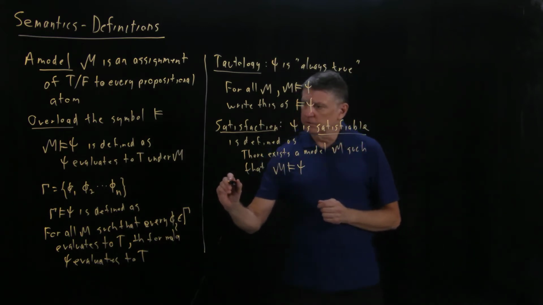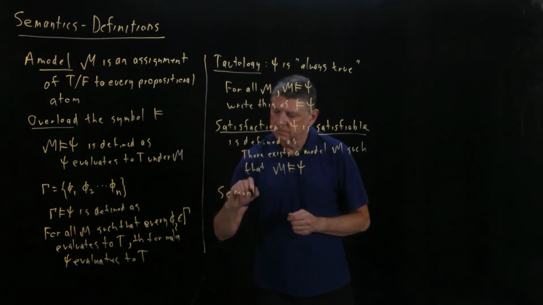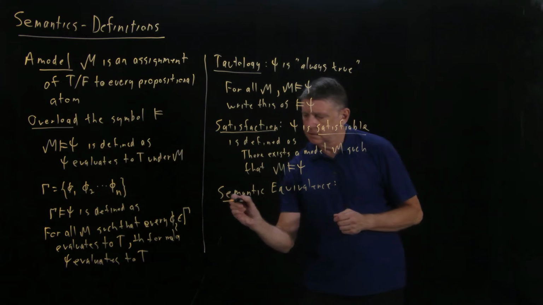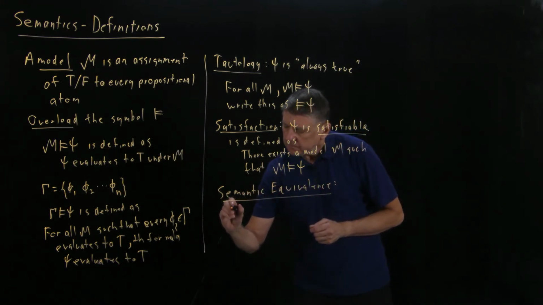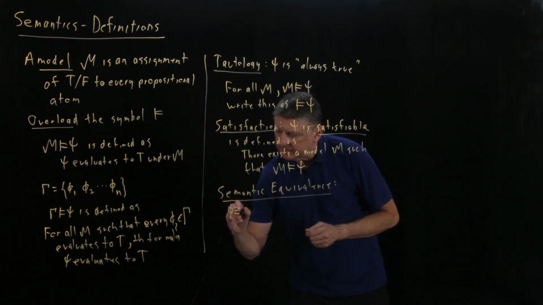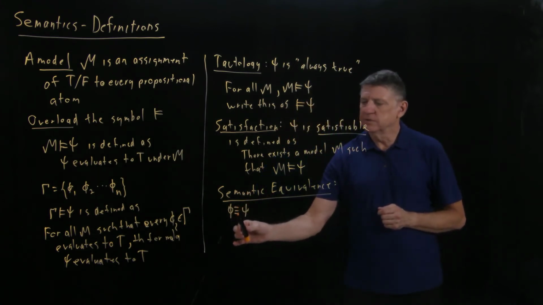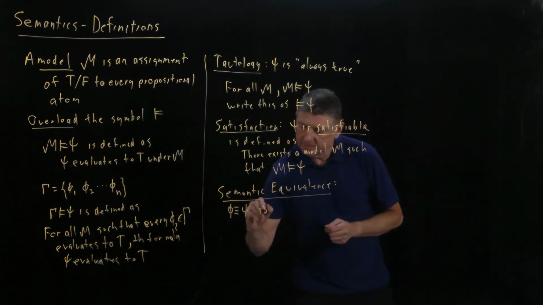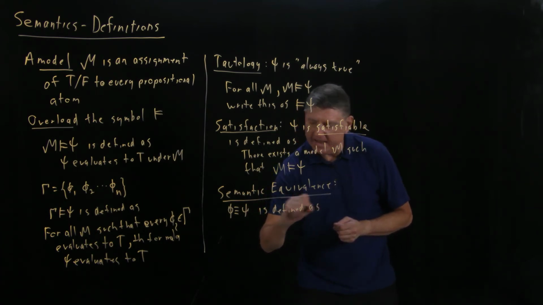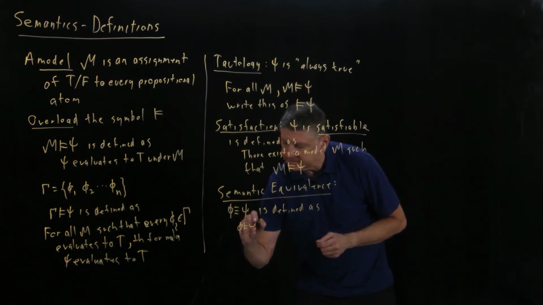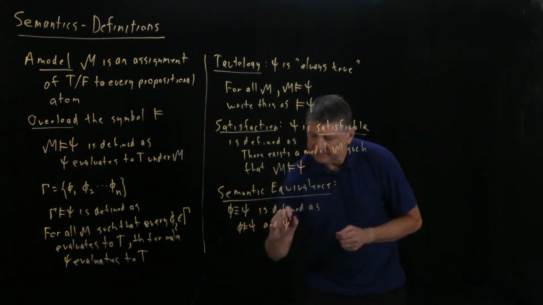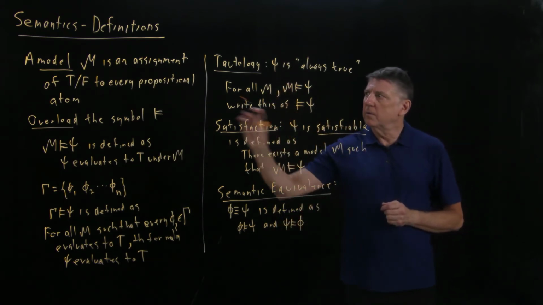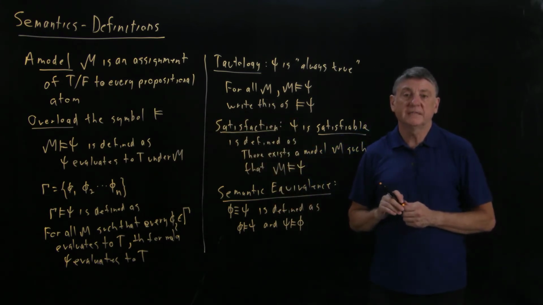A final term that we'll define here is semantic equivalence. This is written as phi is equivalent to C, and we use this mathematical equivalence symbol. What we mean is that this formula is semantically equivalent to that formula is defined as the first formula semantically entails the second, and the second formula semantically entails the first. I'll now erase this and we'll go through one very brief example of semantic equivalence.